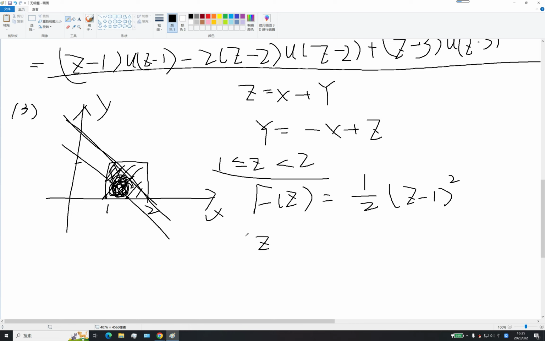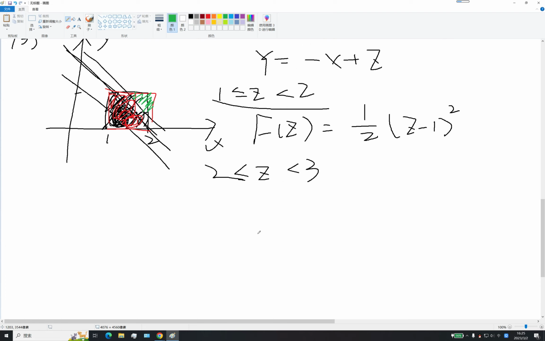And when Z is larger than 2 and smaller than 3, the line goes to the right side of the square. So the area of this region is the square minus the triangle of this area. So when Z is between 2 and 3, the big F_Z equals 1 minus one half (3 minus z) squared. So this is the CDF.